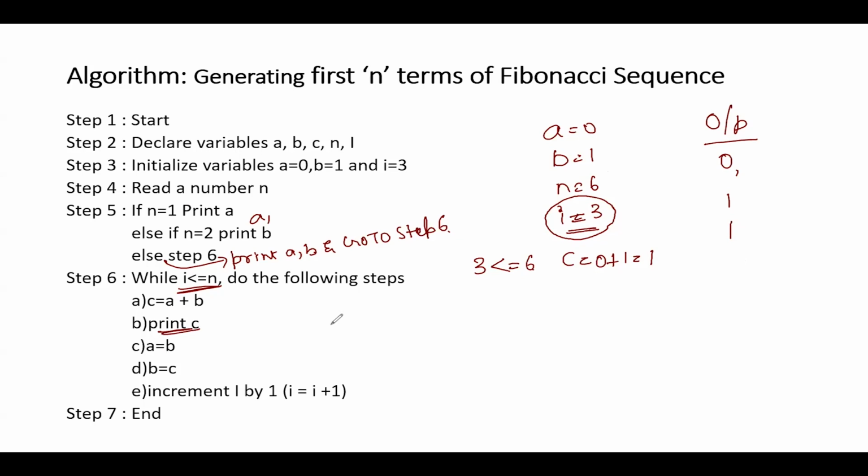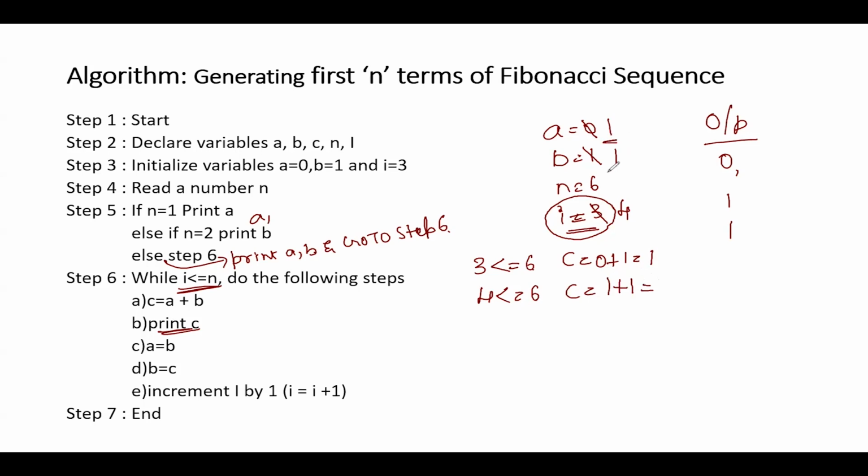Next, like I told you, I am now exchanging the values of A, B, and C. So A will get the value of B, B will get the value of C, and increment I by 1. I will be incremented by 1 because next I want to print the fourth element. So before printing, I will check whether I is less than or equal to the given number of terms. In this case, yes, it is less than or equal to 6. Hence, I will say C is equal to once again A plus B, which is nothing but 1 plus 1.